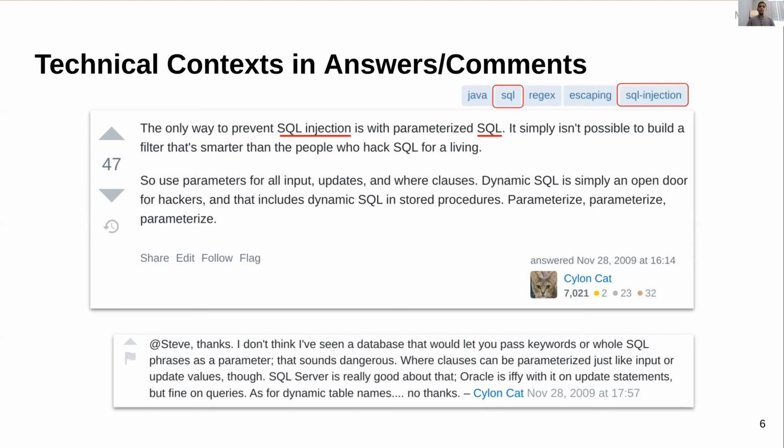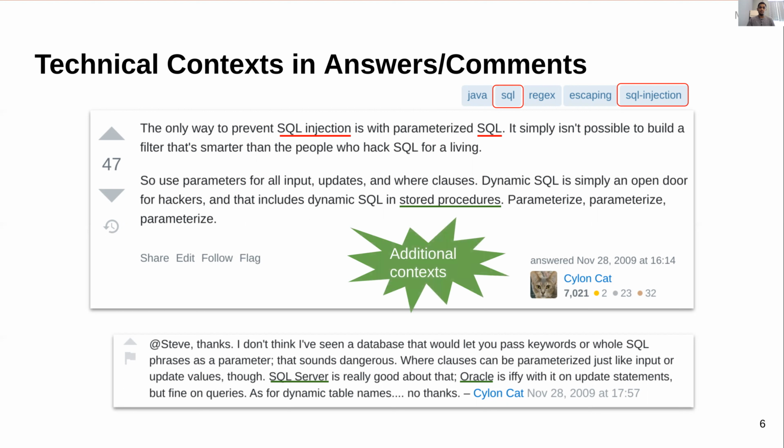Let's recall the question tags of this thread. As you can see, SQL injection and SQL are already mentioned in the question tags. However, the three other tags in this answer and the comment are not mentioned in the question tags. So if there's a tag mentioned in plain text which is not already mentioned in the question tags, we consider it additional context in this study.